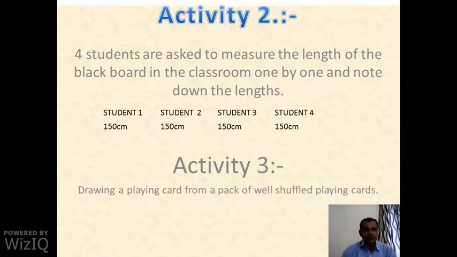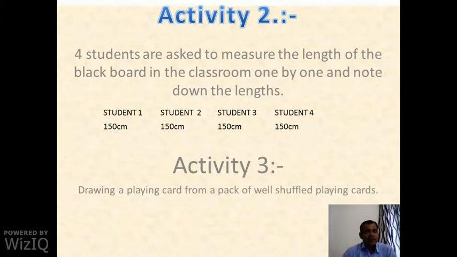In the second activity, 4 students are asked to measure the length of the blackboard in the classroom. They have to come one by one and note down the length. The first student came and noted down the length, it is 150 centimeters. The second student also noted down the length, it is again 150 centimeters. Third student, again 150 centimeters. Fourth student, 150 centimeters.